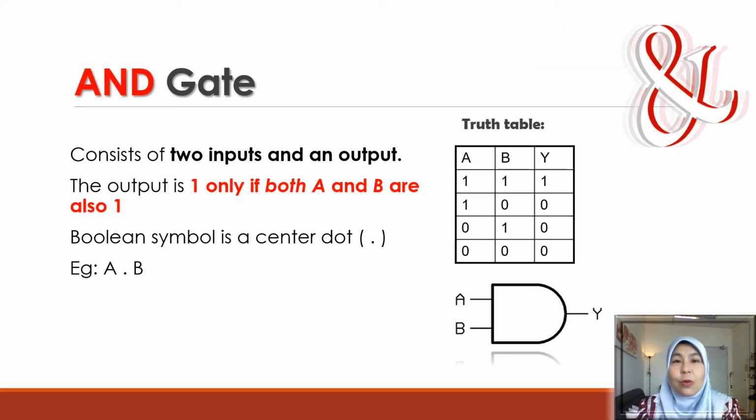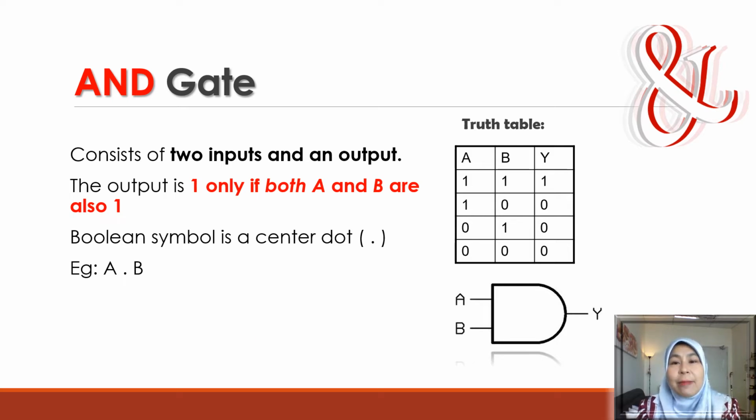For the first gate, we are looking at the AND gate. Okay, the spelling is AND. It consists of two inputs and an output. It also can consist of more than two inputs as well. The output is 1 only if all, or both, A and B are 1. That 1 is referring to true. The Boolean symbol is a center dot. This is the example of the Boolean symbols. Below is an example of how we write equations using the AND gate, A and B.